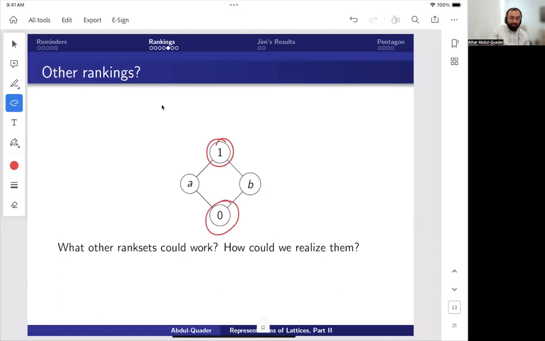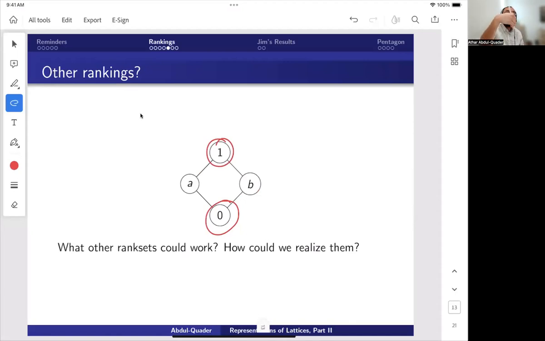What about this one? This can't be a rank set. 0 and 1. I guess I should have confirmed: can everyone see the drawings that I'm doing? I can. Okay, good. It's showing up both on my iPad and on my screen, so I thought we were good, but I should have made sure.